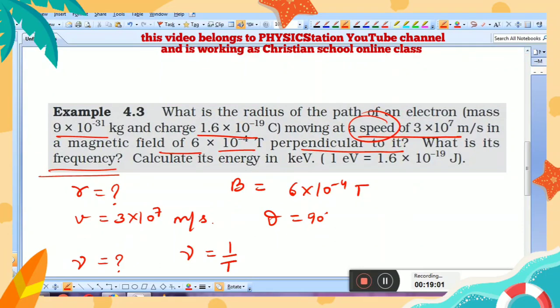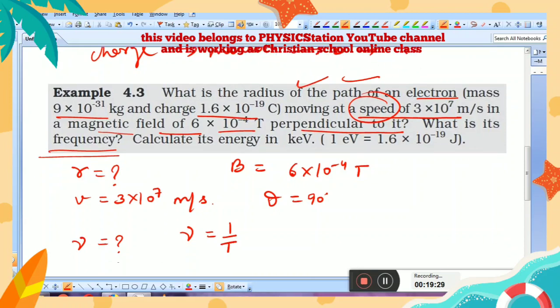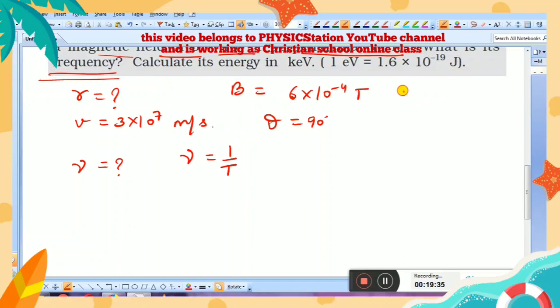First you see which topic this question is based on, then only you could identify which formula is to be applied. Radius of path, that means of an electron moving at some speed in a magnetic field. So this is a question based on a charge in motion in a magnetic field, and this case is when the motion is perpendicular to the magnetic field. So we understood that we can apply R is equal to mv upon qB. This formula we can apply.